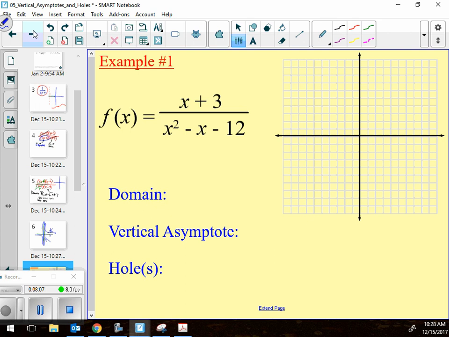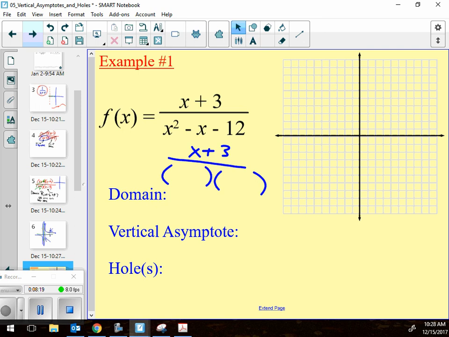Remember my favorite saying, if you can factor it, you should. You can factor that bottom part. Would you please do that? And you'll get x plus 3 over something that's factored. I'm going to pause for a second while you factor that.